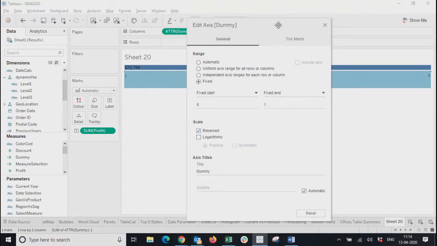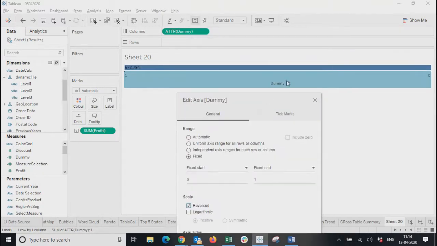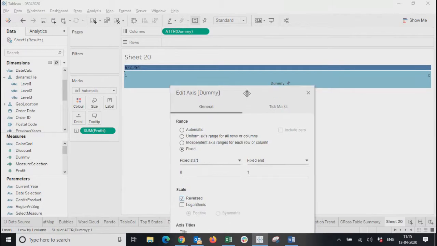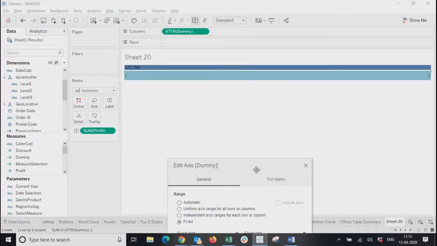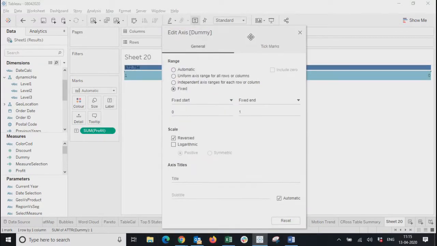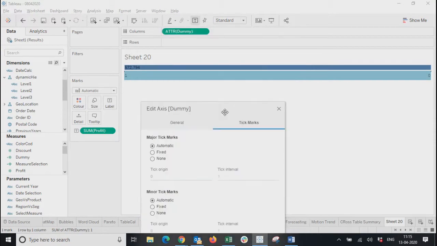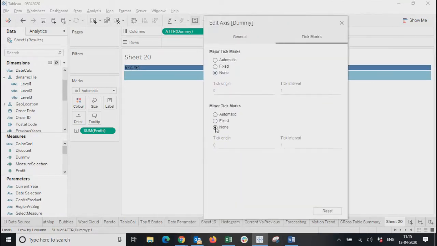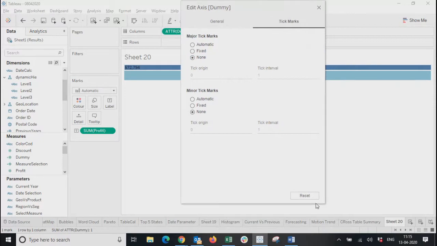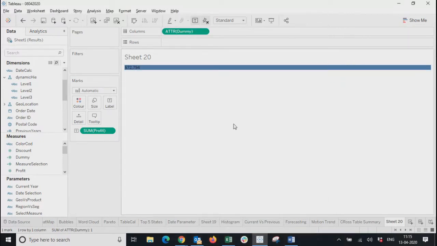Apart from this, right now the label is coming as dummy. You can hide that by removing this, right? It's gone. Then tick marks, basically related to your 1, 0, these things. So you can say none, it will not be there. Minor tick mark, again no. Tick marks, no. So these are the different formatting things you can do.